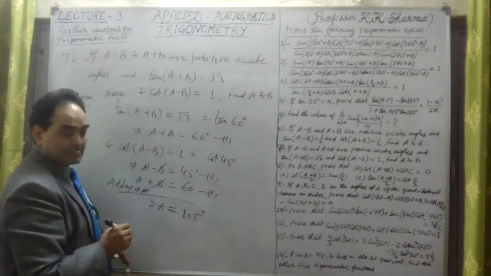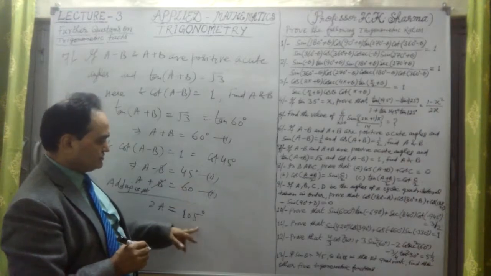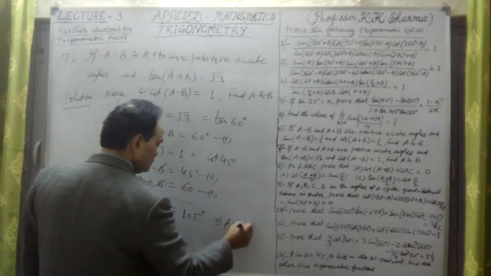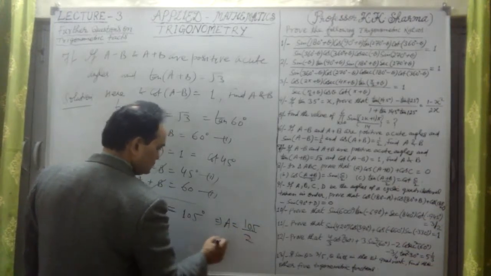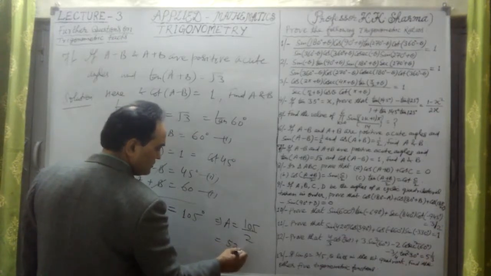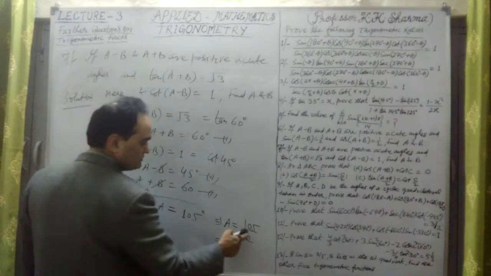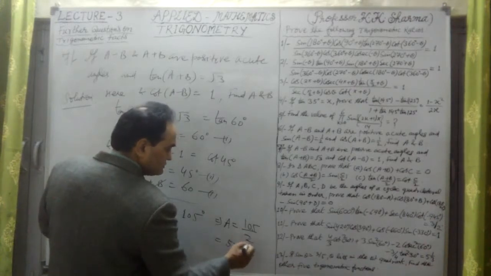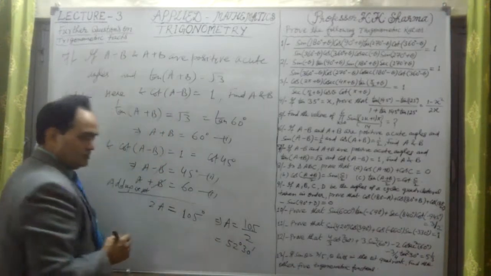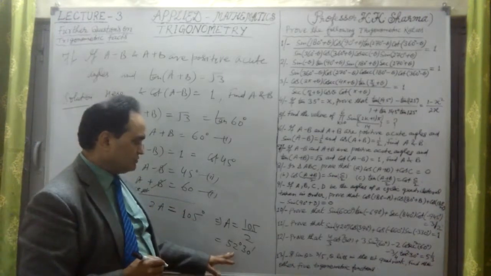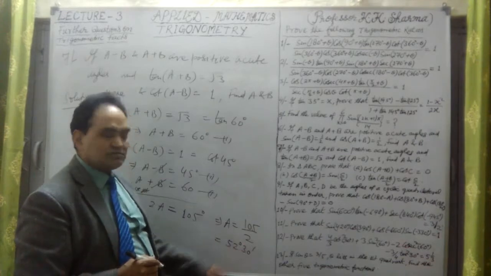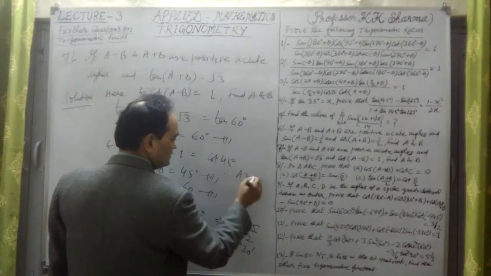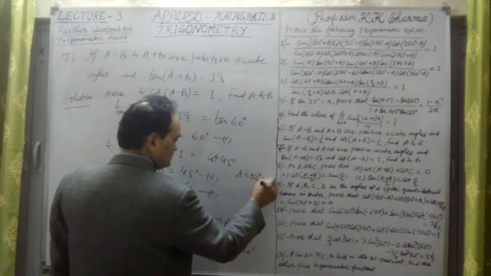105 degrees, sorry. First 4 plus 6 is 10, 5 plus 0 is 5. 105 degrees, therefore A is equal to 105 upon 2, that means 52 and a half degrees, or 52 degrees 30 minutes. This is the angle A. So angle A is equal to 52 degrees 30 minutes.